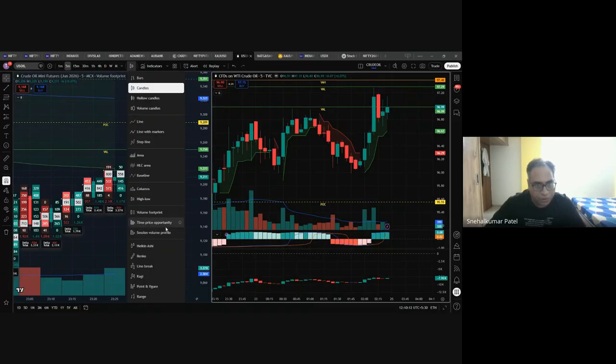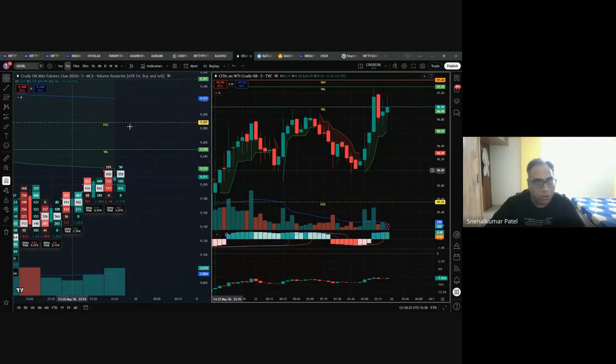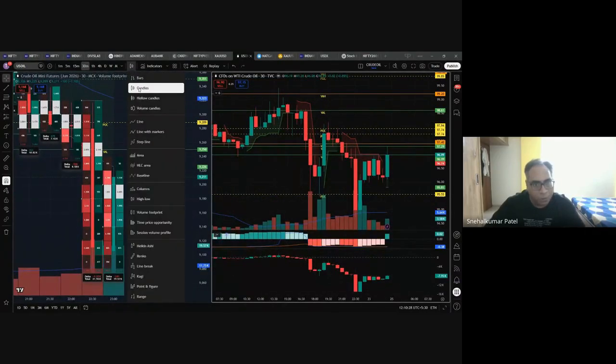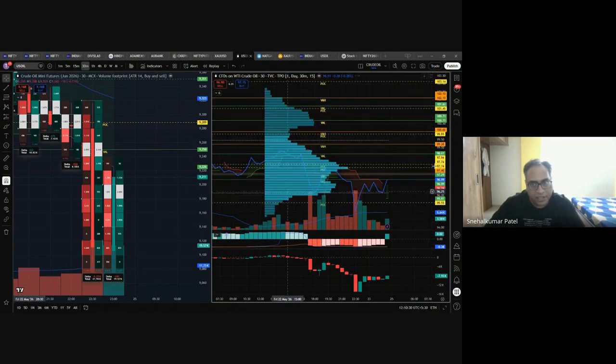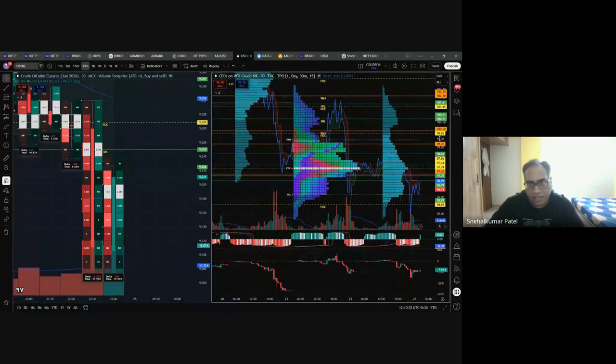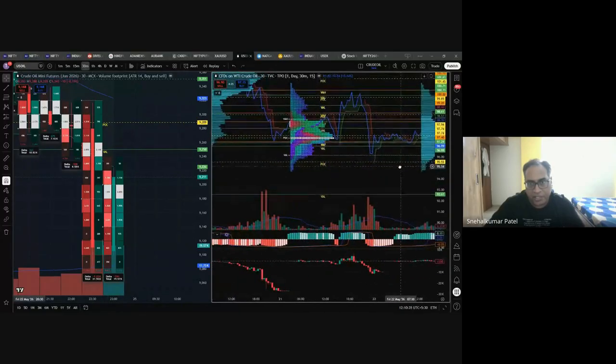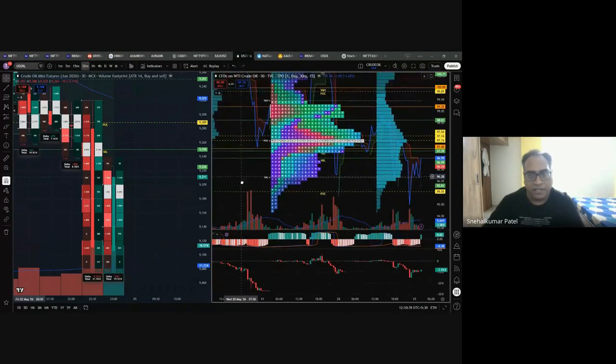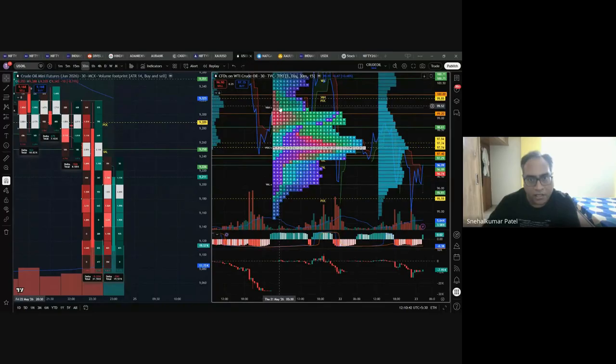Time price opportunity is nothing but the market profile that we saw in the session. If we want to mark support and resistance, we go to a higher time frame, for example, 30 minutes. We move to the time price opportunity chart, and here we will see where the trades are getting executed. For this particular session, the last 30 minutes of yesterday's session, for example, this is the value area high. This is the point of control.